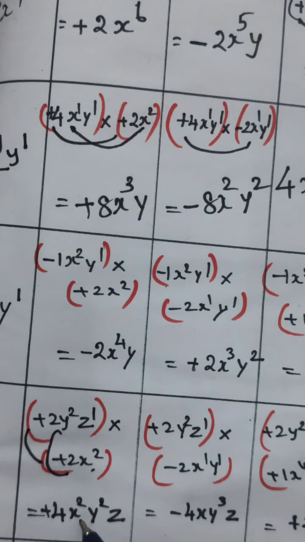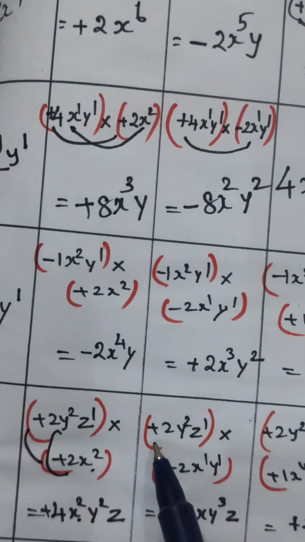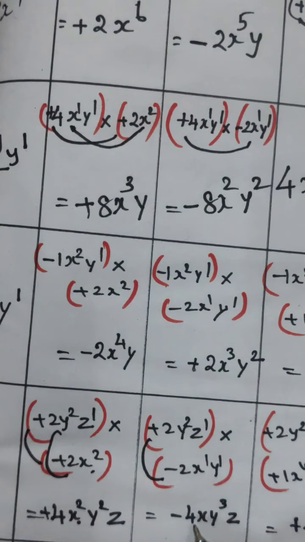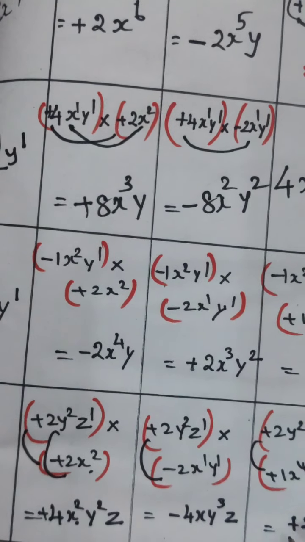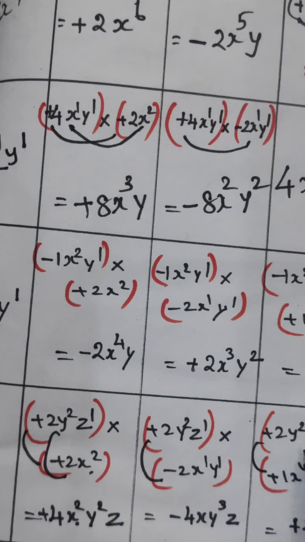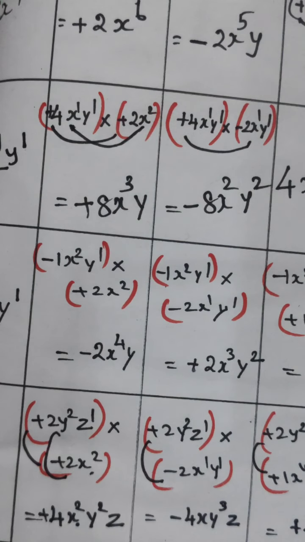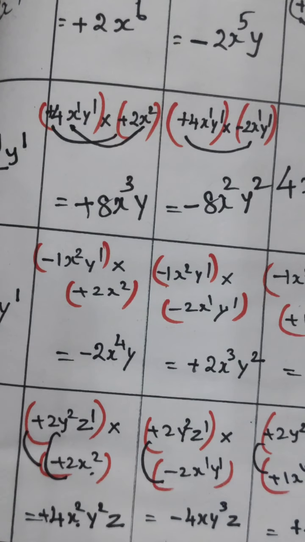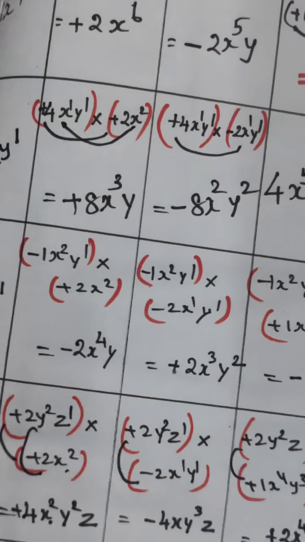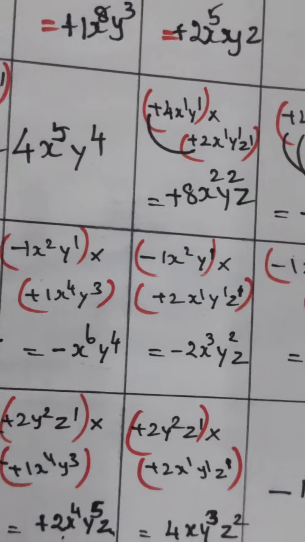X squared term here have you write in x squared, there have in y squared, z is one term. Plus into minus is minus, 2 2s are 4. X term is x, y squared up. Here 1, 2 plus 1 is 3, z only one term, you write it here z. Next plus into plus, plus 1 2 is 2, x power 4, there not have. Y cube here y square, 2 plus 3 is 5, z term is one term.